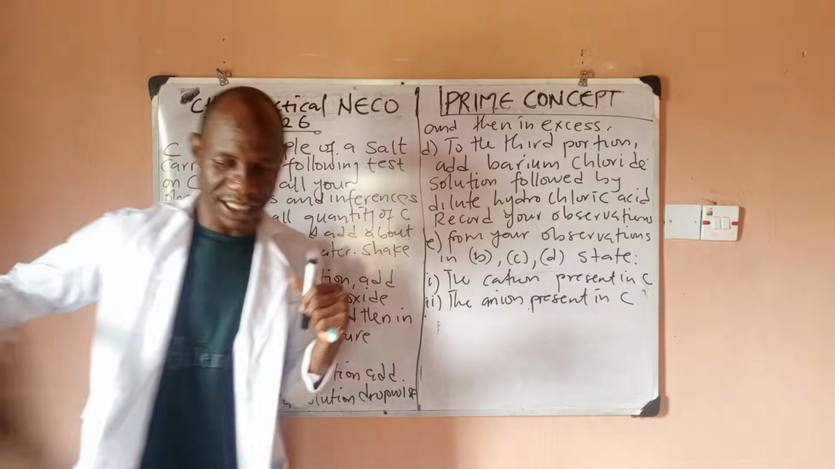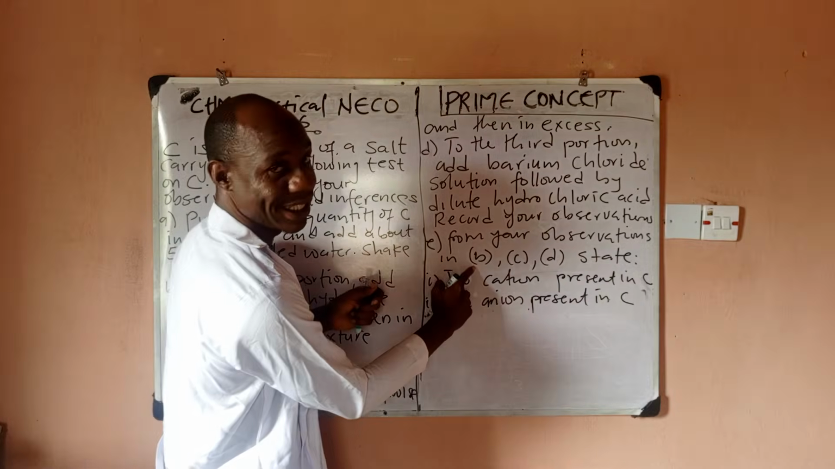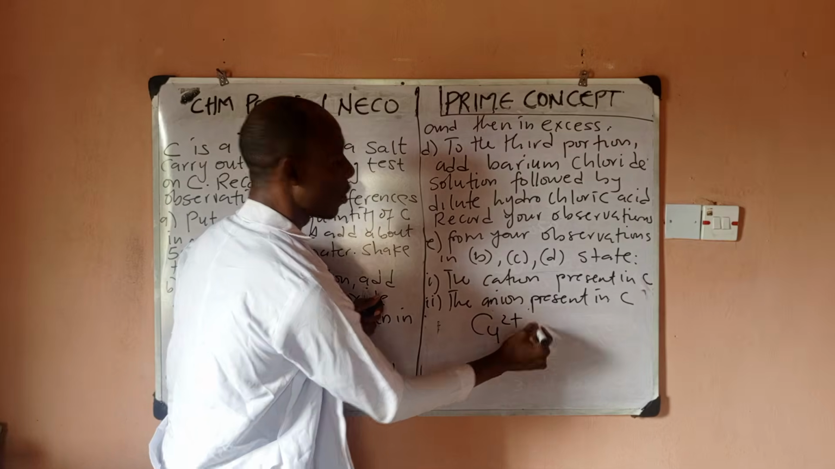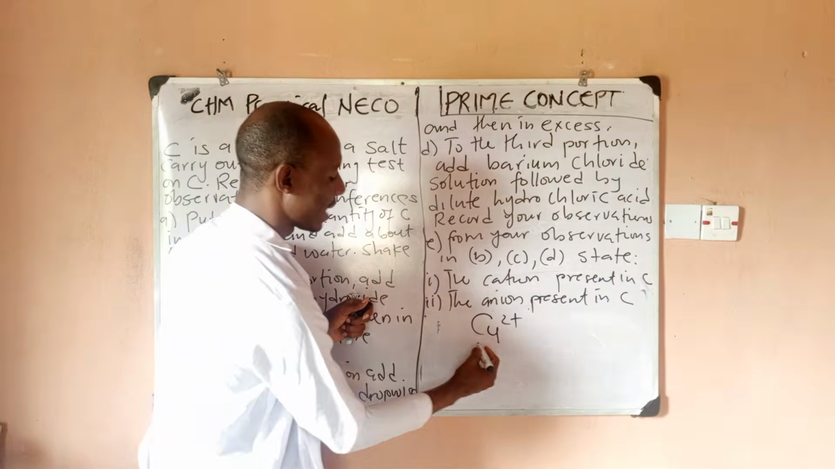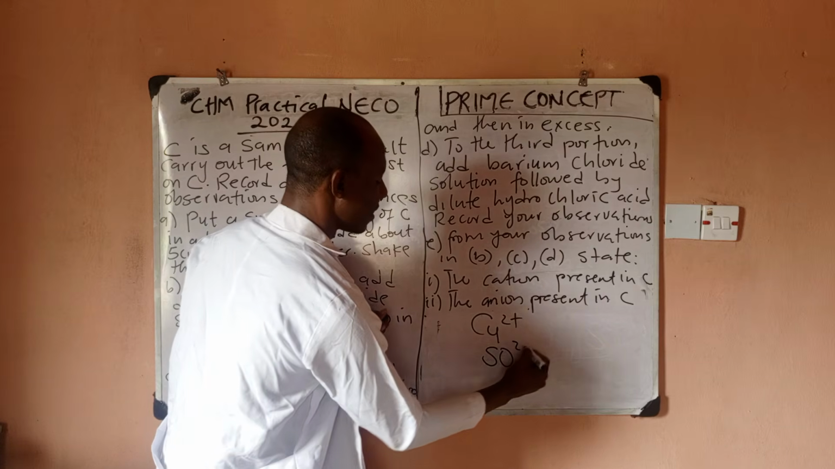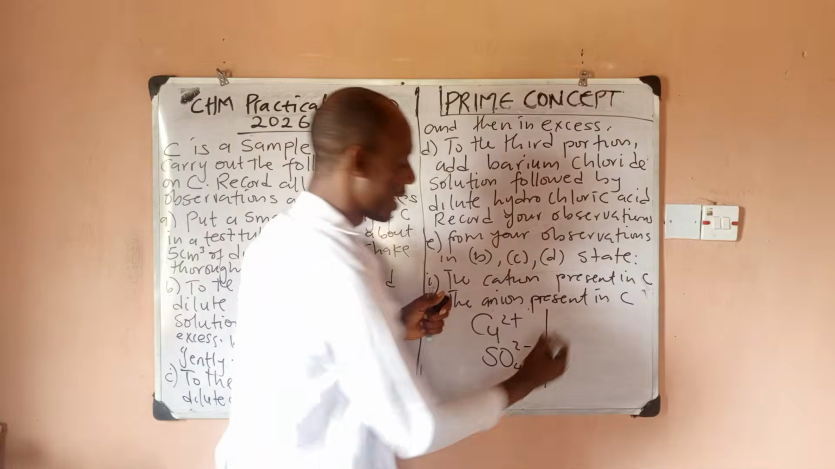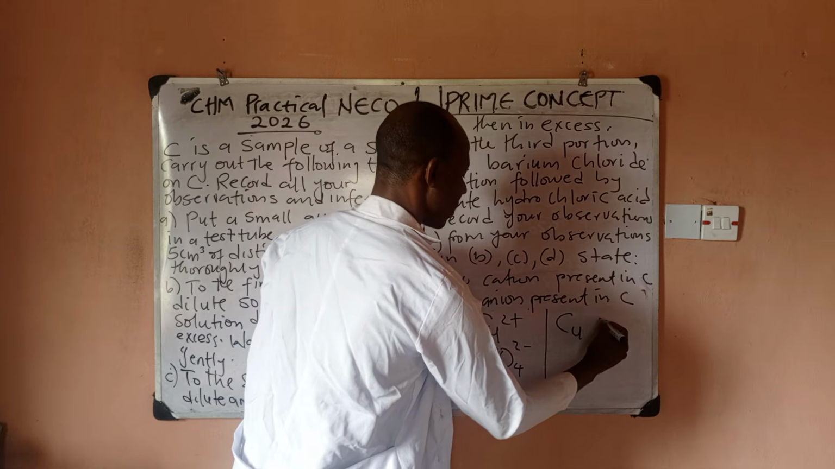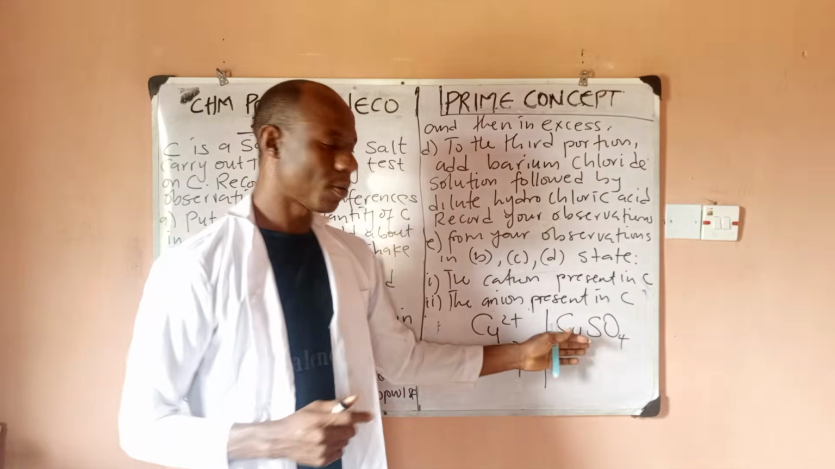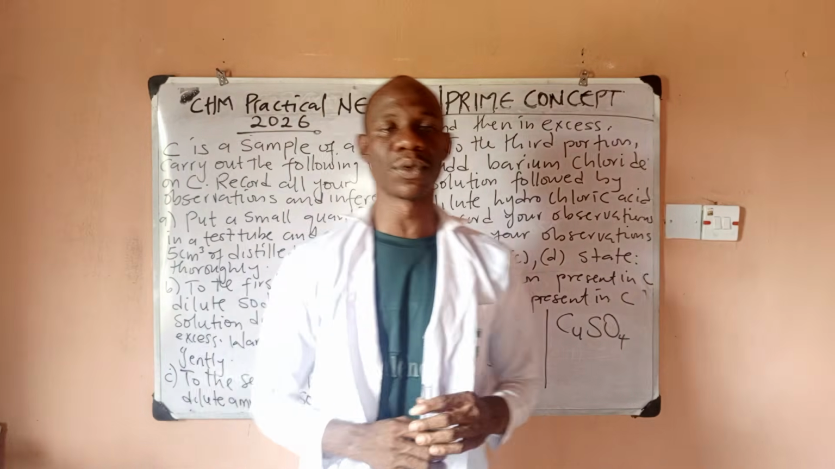So at the end of the day, what are the ions? Let's answer the last part from our experiment. Then from your observations in B, C, and D, state the cation. The cation that is present is copper 2 ion. The anion that is present is sulfate ion. So when these two things combine, the salt that is likely there is copper sulfate. It could be hydrated, it could be anhydrous. So this is the salt that you actually have in your sample C.